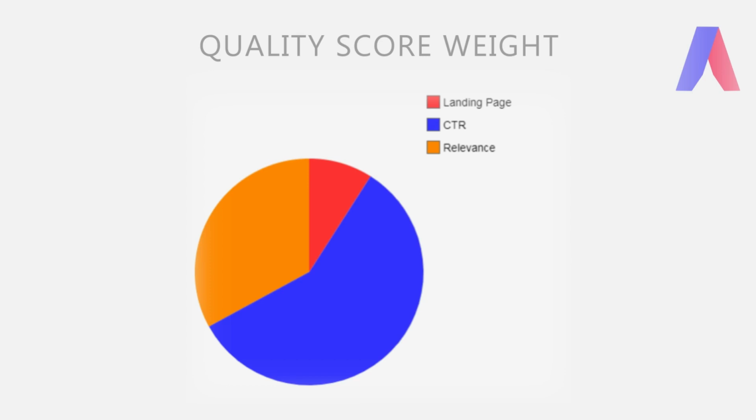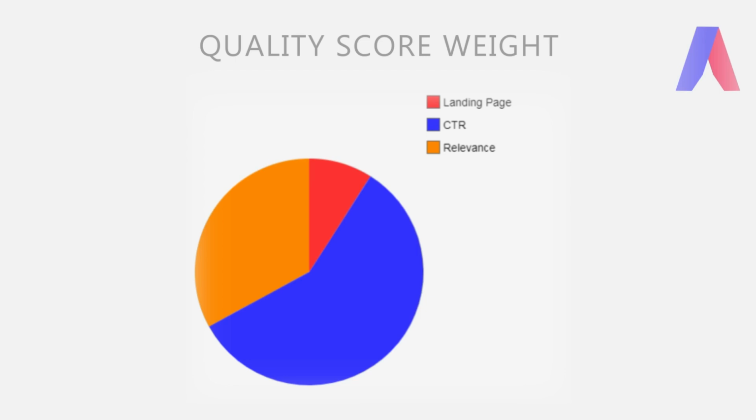Your click-through rate is simply your clicks and impressions, right? You divide your clicks by impressions, and that gives you a click-through rate. So if you have 100 people that see your ad and 10 click it, you've got a 10% click-through rate. Okay, so that's what determines your click-through rate.